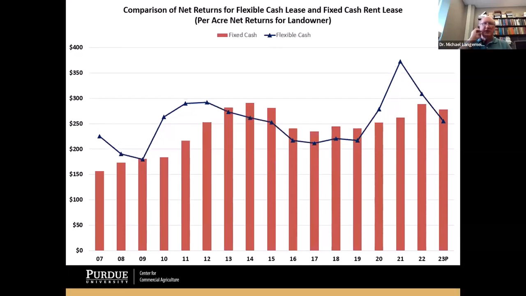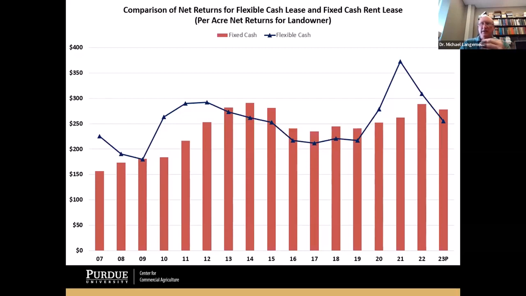Now let's take a look at the flexible cash. It looks similar to the crop share. However, it has some upside, just like the crop share. The upside's not quite as big as it was for the crop share. But notice here, in some of those down years during that 14 to 19 period, that line's not going as far down. There was a year in crop share where the net return was $150. Well, in this case, we only go down to that base rent, and so that downside is chopped off with this flex. So you can see why this is attractive to some landowners.